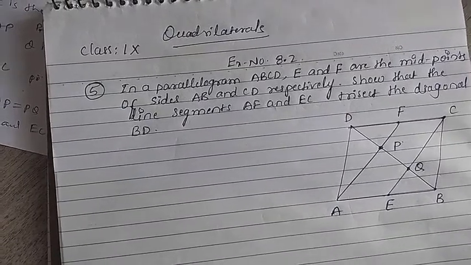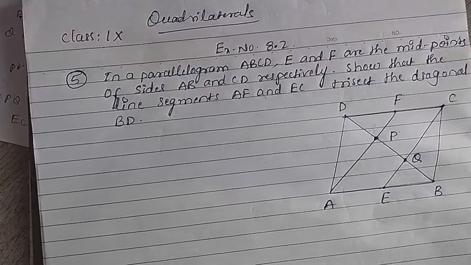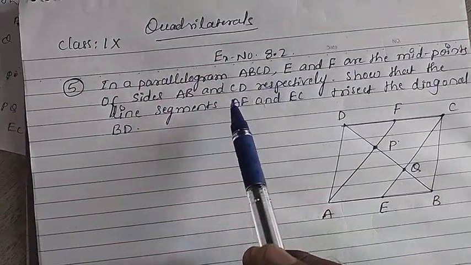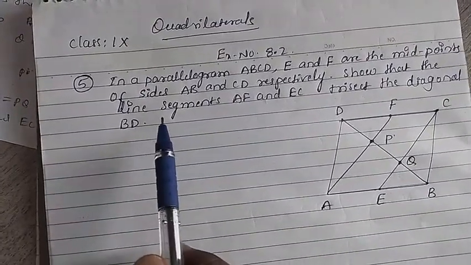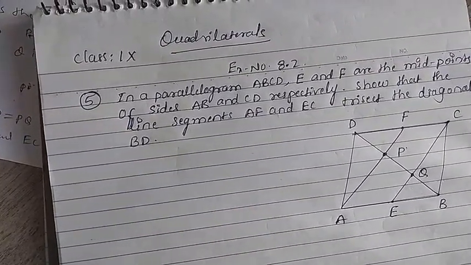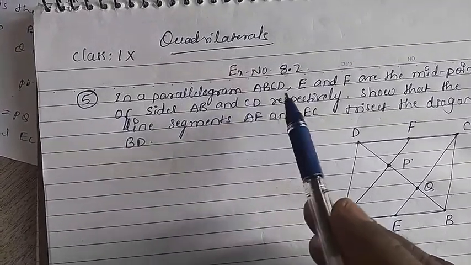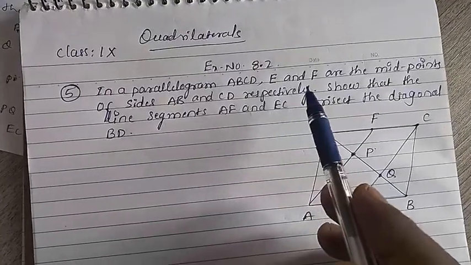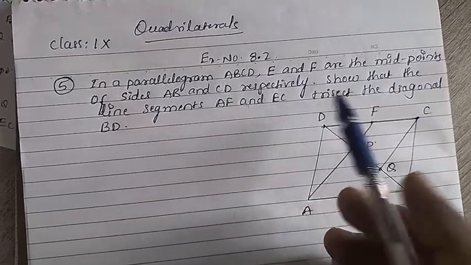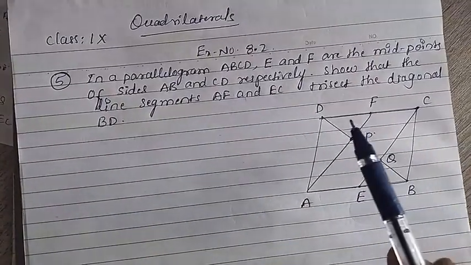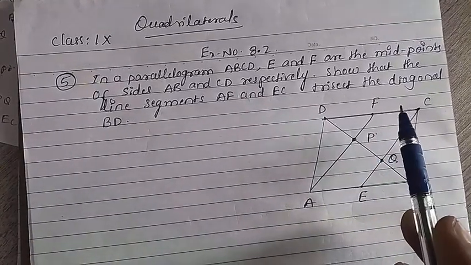Dear students, in the last class we have seen the first and second example from exercise number 8.2, and I have given the homework for you. I hope you have done it. Now let us move to the next example, that is the fifth one. In a parallelogram ABCD, E and F are the midpoints of sides AB and CD respectively. Here they have given ABCD is a parallelogram, and E and F are the midpoints of AB and CD.